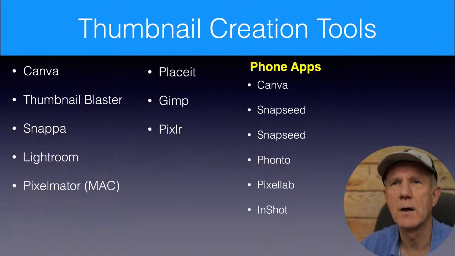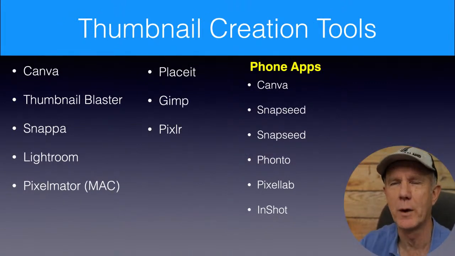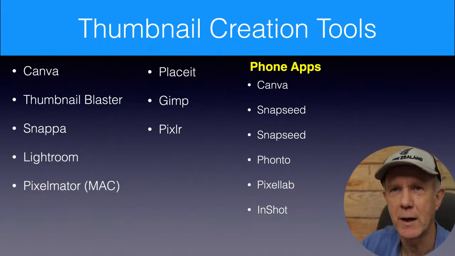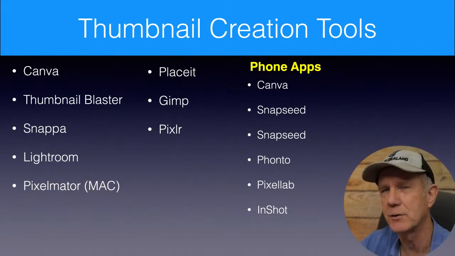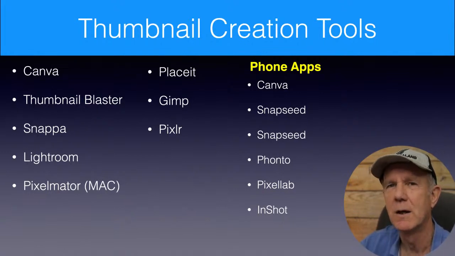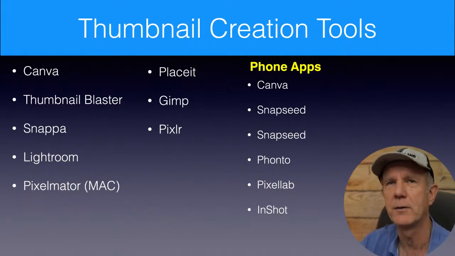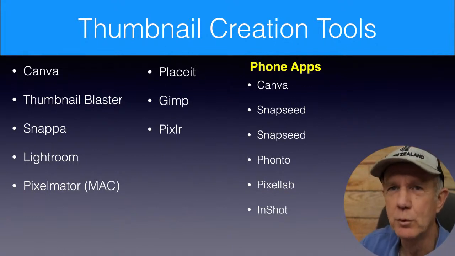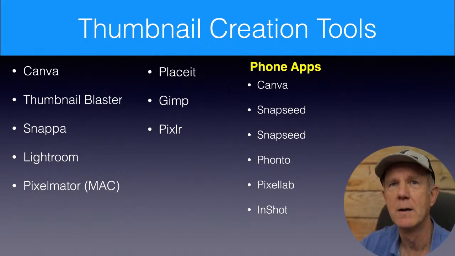Okay, let's take a look at thumbnail creation tools. So Canva is probably one of the most popular ones. I'm going to show you that in a minute, how to create a thumbnail using Canva. It's free. The paid option gives you a few more tools, and one tool they added recently with the paid version, which I think is like $12.99 per month, is a background remover feature. So that comes in pretty handy.